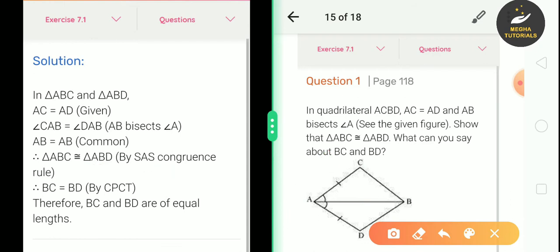Now these two triangles are congruent, therefore we can equate their corresponding parts. So we can write BC is equal to BD, that is by corresponding parts of congruent triangles, or you can write CSCT, that is corresponding sides of congruent triangles. Therefore BC and BD are of equal lengths. So this is the final answer.